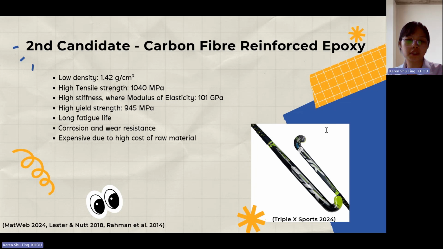Also, this composite material has corrosion and wear resistance, so it can be used for a longer time without any damage. Although carbon fiber reinforced epoxy can perform various demanded properties, it is expensive due to the high production cost. Its raw material, which is carbon fiber, requires high cost.